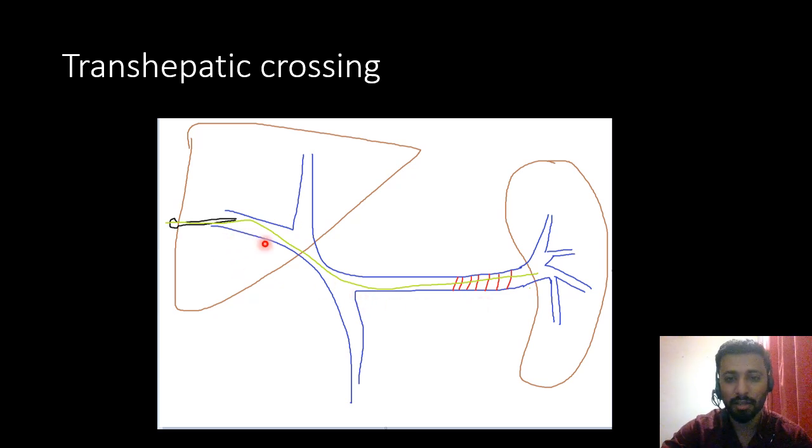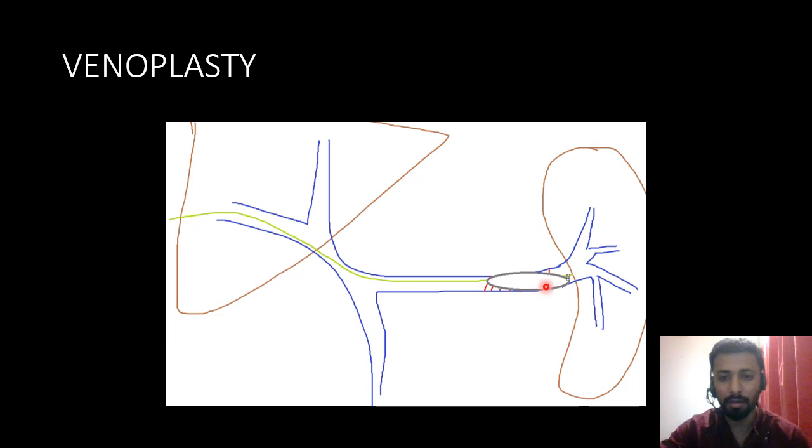But eventually, if the vein quality is good, it's a short segment occlusion, it is not very fibrotic, and it has some patent lumen, we can eventually pass the wire easily through it. So why cross the wire? Just pass the wire. But what is the advantage of passing the wire is that we will inflate a balloon.